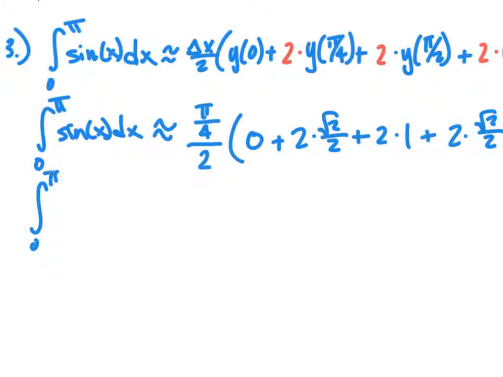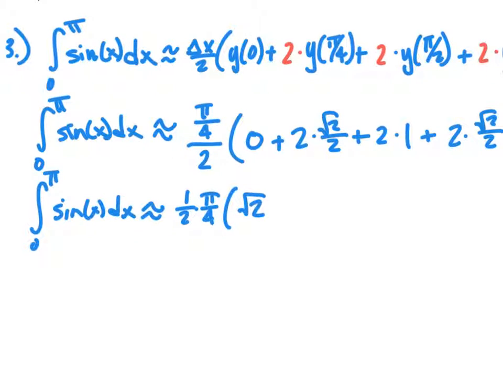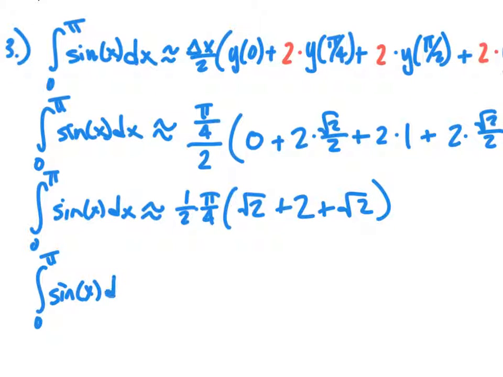The integral from 0 to pi of sine of x dx is approximately, if I've got pi over 4 divided by 2, that's the same thing as taking 1/2 times pi over 4. Okay, and then the 2's divide out here, so I just get the square root of 2 plus 2 plus the square root of 2. So the integral from 0 to pi of sine of x dx is approximately pi over 8. Okay, 1/2 times pi over 4 is pi over 8.